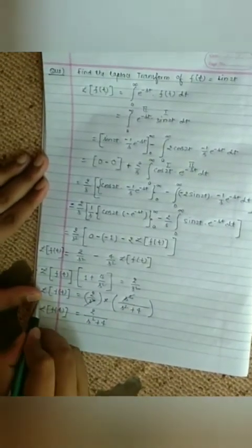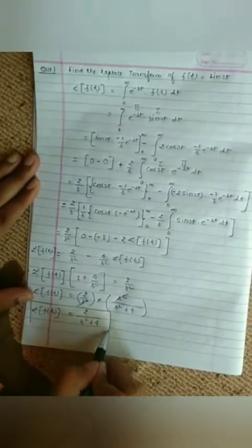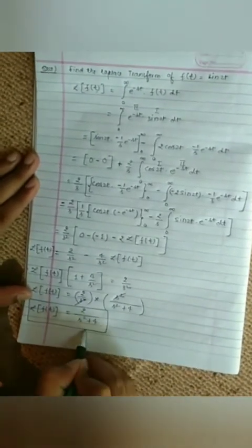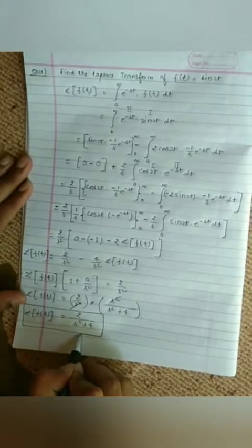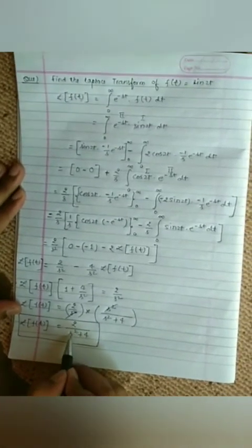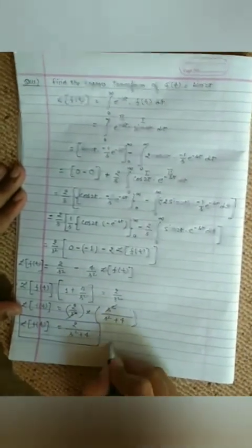So we have finally reached the answer, that is the Laplace of the function f of t equals sin 2t is 2 by s square plus 4. That is our final answer.